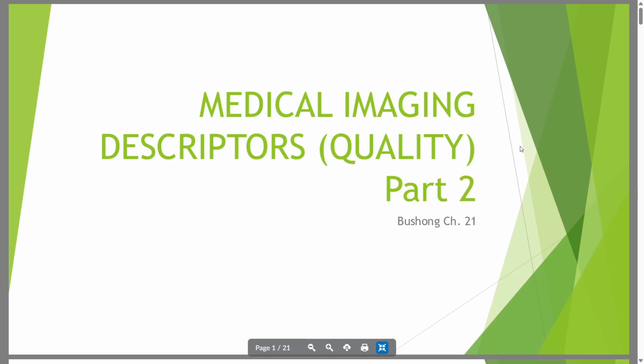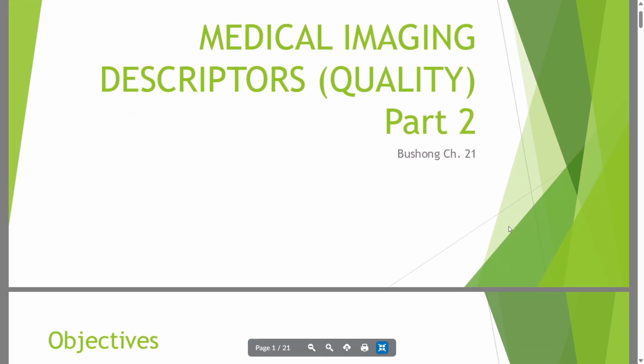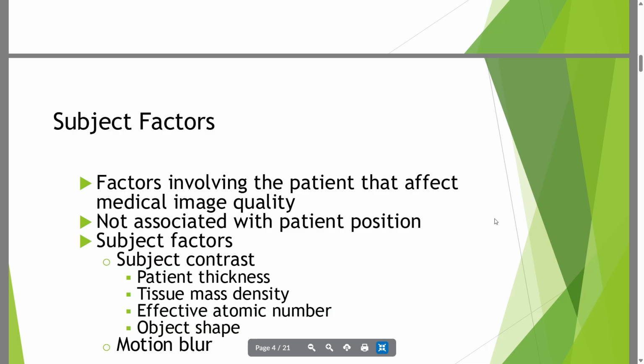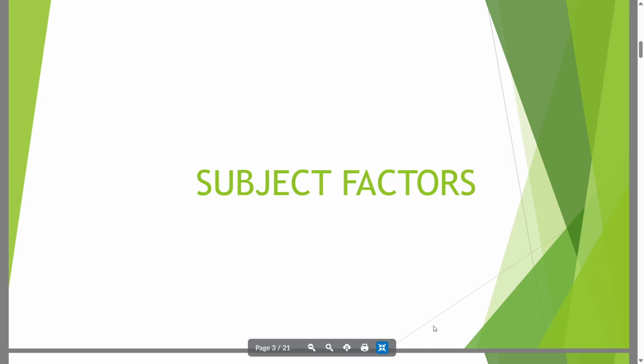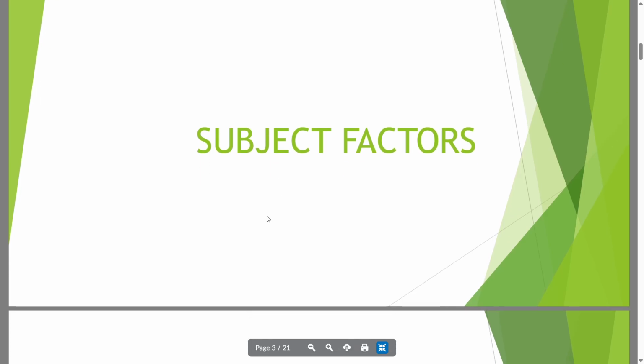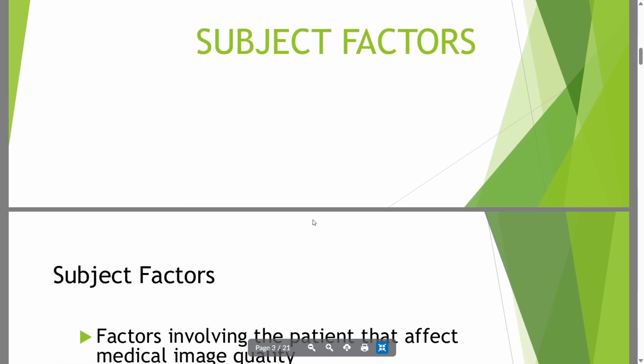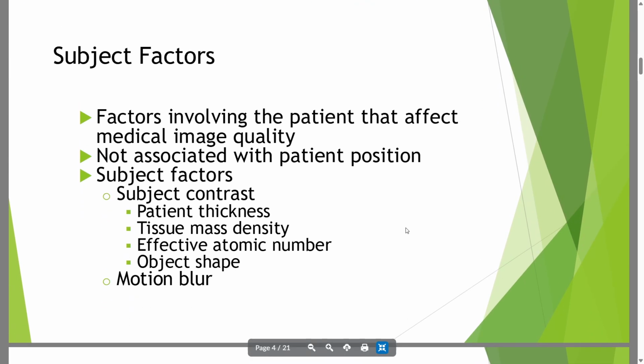Right, so we're going to be finishing up chapter 21. A lot of this information goes hand in hand with the stuff that we've already talked about in chapter 21, still talking about how we can describe the quality of the image. So we talked a little bit about image detail factors, or the quality factors rather, as well as factors for the geometry of the image.